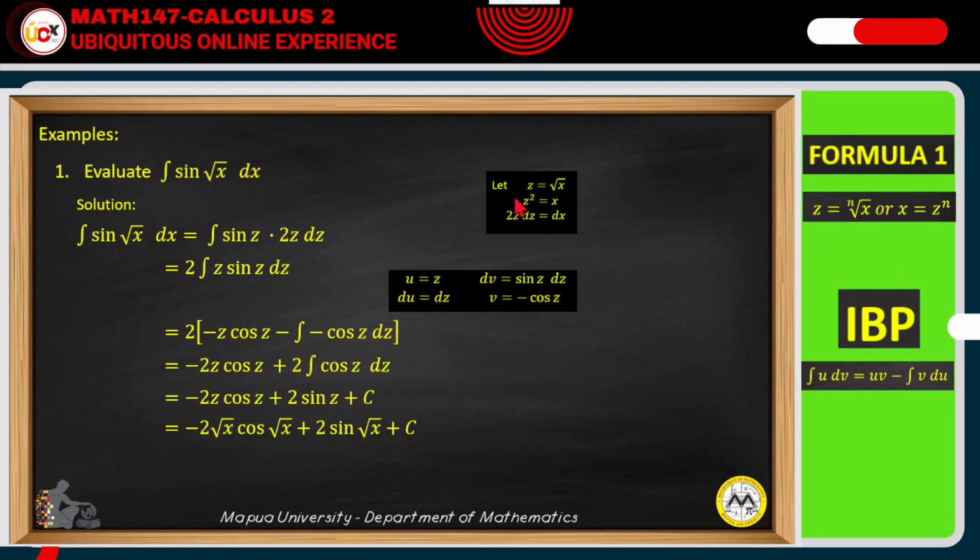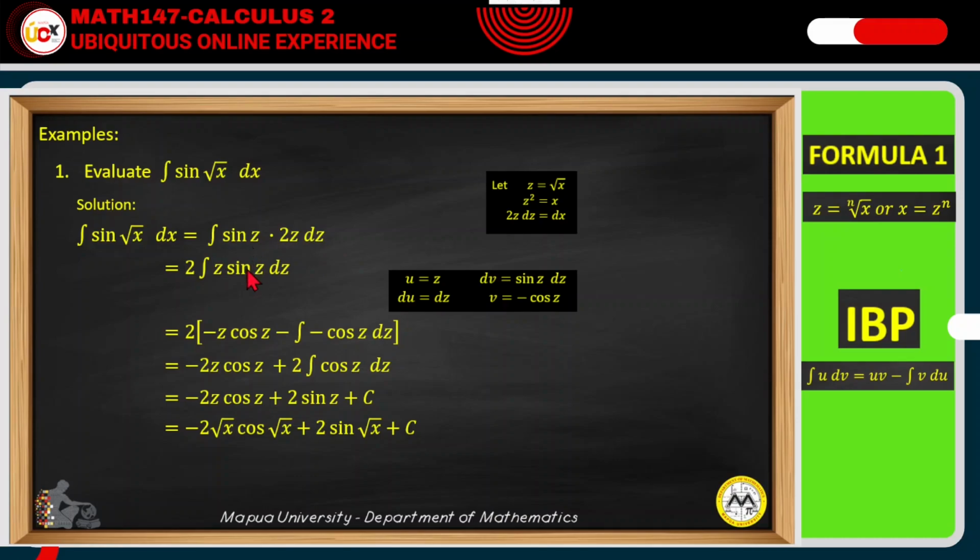So in this case, we let z be the square root of x because the index is 2. Then squaring both sides to remove the radical sign, we get z squared equals x. Then taking the differential of both sides, we get 2z dz equals dx. By substitution, since we let the square root of x be z, sine square root of x is sine z times dx, where dx is 2z dz. So we have this, and then we factor out this constant 2.